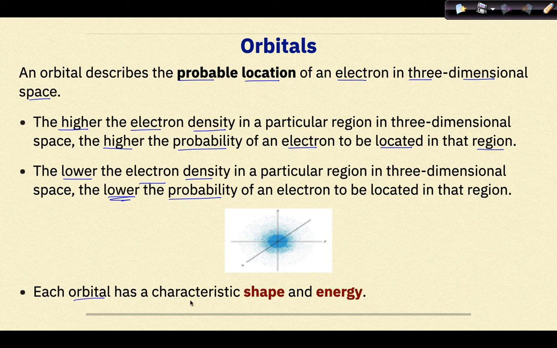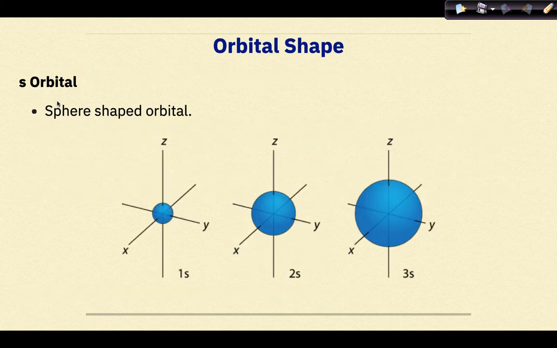Each orbital has a characteristic shape and energy. For the s orbital, this is a sphere-shaped orbital. So for 1s, this is the probable location of an electron. For 2s, we are now a little bit larger. For 3s, we are now a little bit larger than before. And we would see a continuum of this up through 7s.